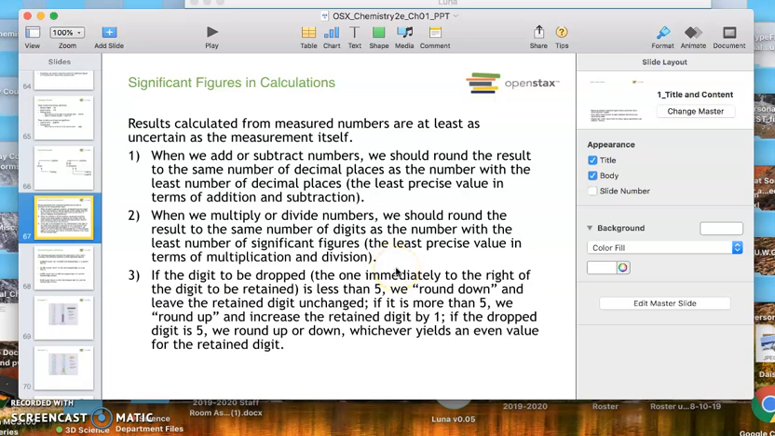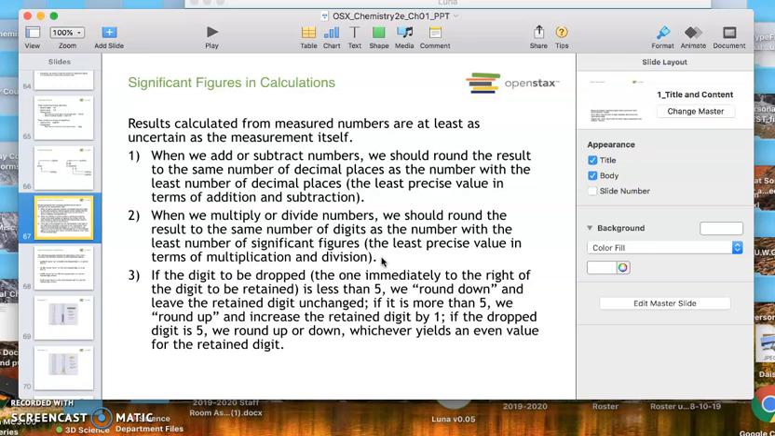Now the second rule, with multiplying or dividing, is a little bit more complicated. Okay, it's not too complicated, but you have to have a knowledge of significant figures. It says we should round the result to the same number of digits as the number with the least number of significant figures. So the least precise value in terms of multiplication and division. So when I multiply or divide 2 numbers, the final answer, even though I may have 5 significant figures on my calculator, I'm going to round off to the least number of significant figures that I have in my data set.